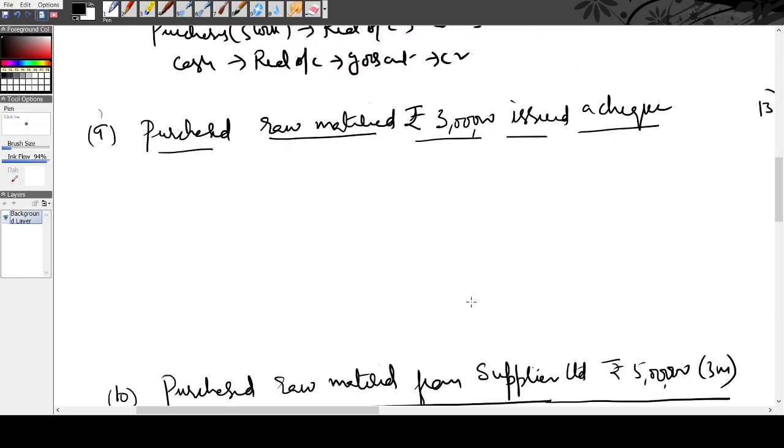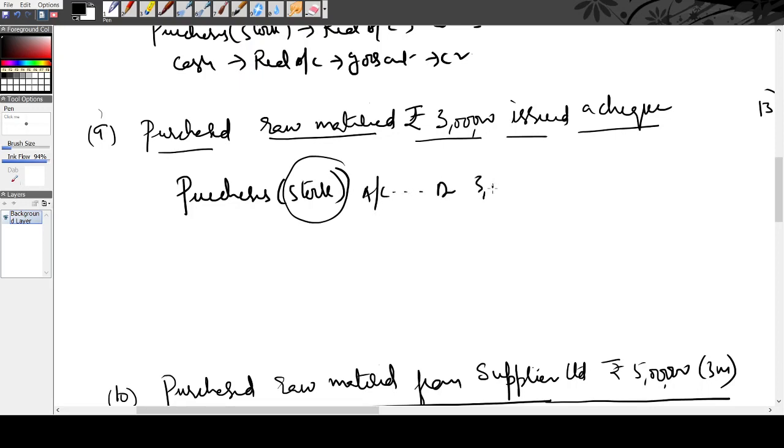Let us go to the next transaction. Purchase raw material worth rupees 3 lakh and issued a check. Now what we are doing, we are purchasing some more stock. Purchases, you need not write stock, only for the sake of understanding I am writing it here. Purchases account debit rupees 3 lakhs. The same logic applies. Now we are issuing a check to the supplier.